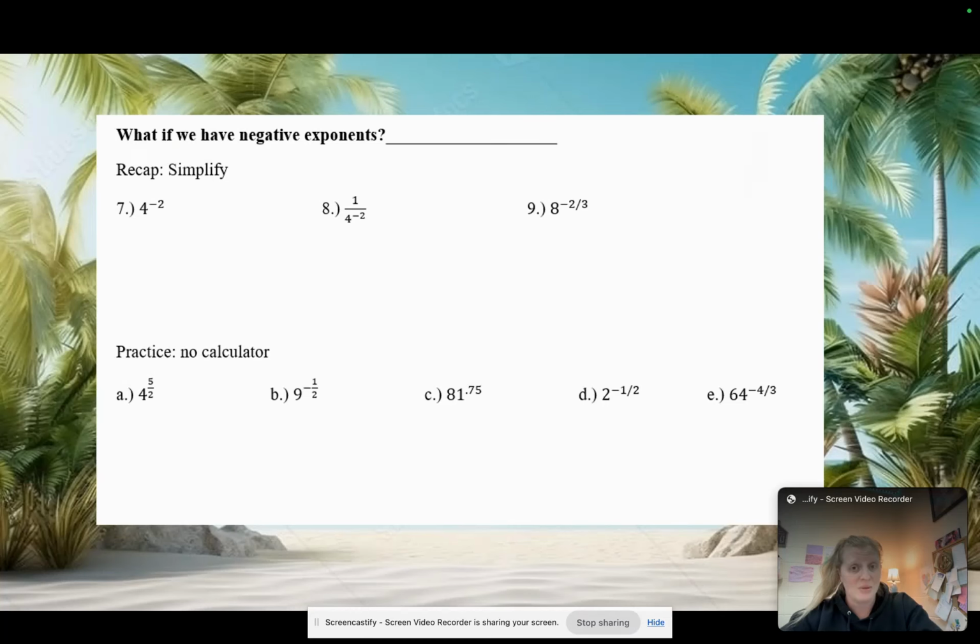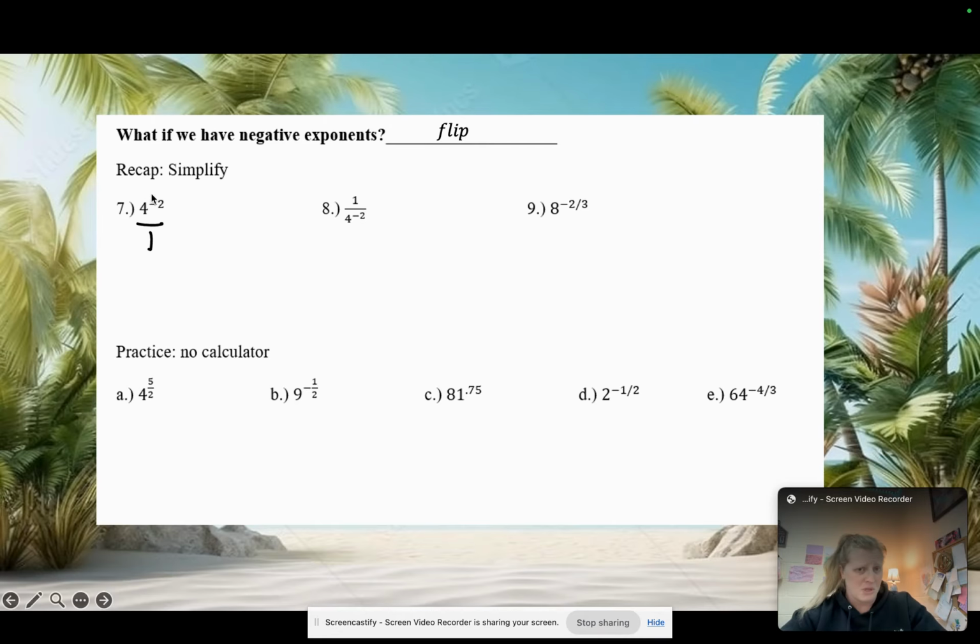Today we're going to look at problems that have negative exponents. When you see a negative exponent, a lot of kids think that means the answer is negative. It's not. It just means you have to flip. So we think of a flipping action when we see negative exponents. So again, it's a notation thing.